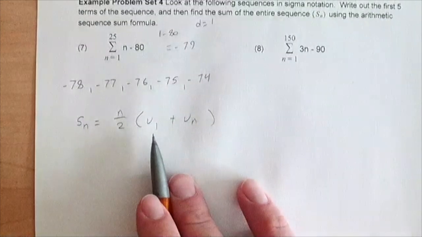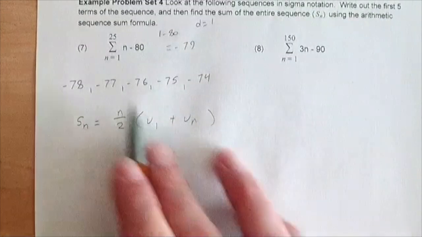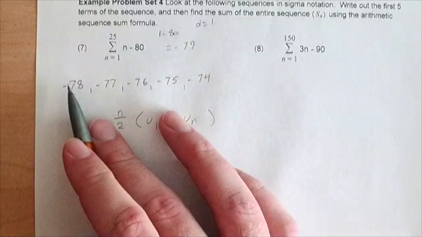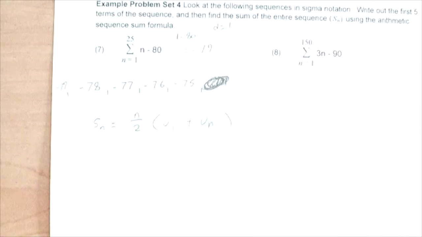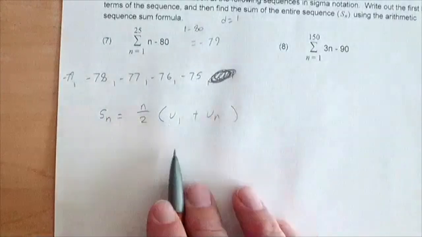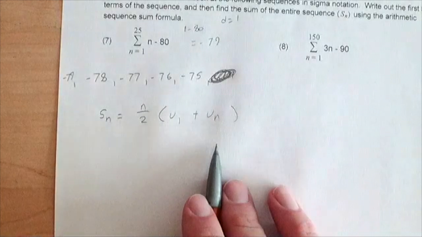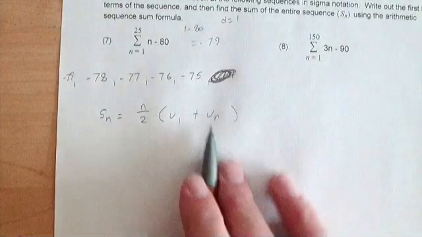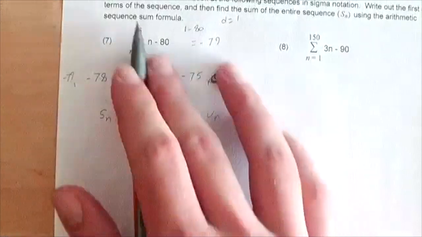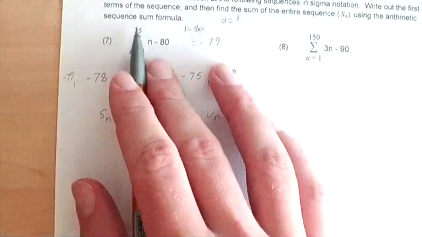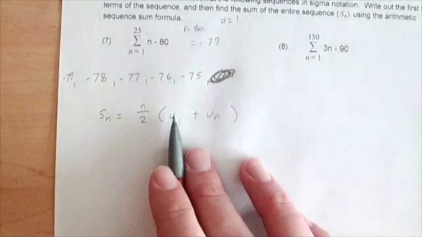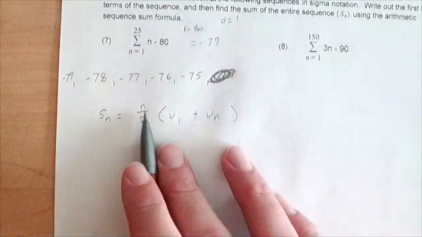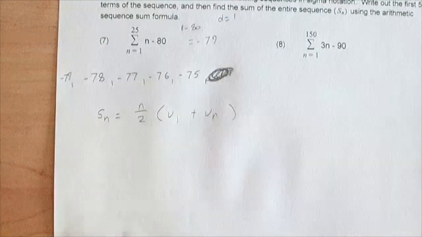All we have to do is find the first term of the sequence, which was negative 78. Wow, I messed up. That should be negative 79. The first term is negative 79, and I need to find the last term of the sequence. The last term isn't negative 75. It's the 25th term of the sequence, okay? So I need to plug in the 25th term, the first term, and then 25 divided by 2, and that's going to give us everything we need.